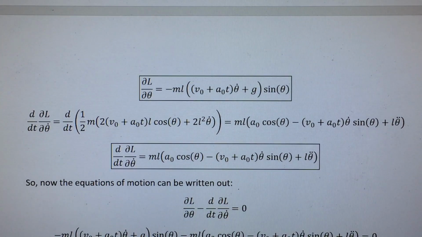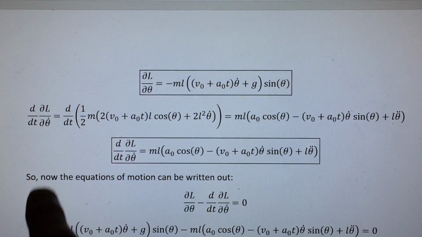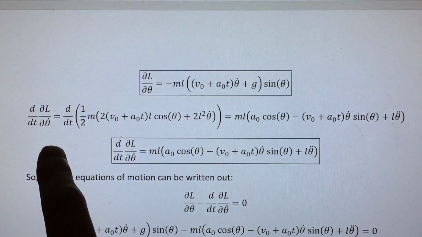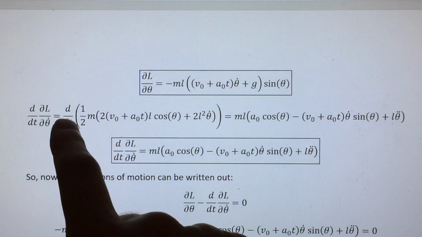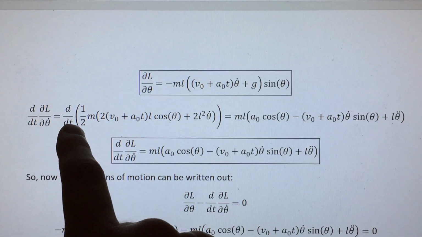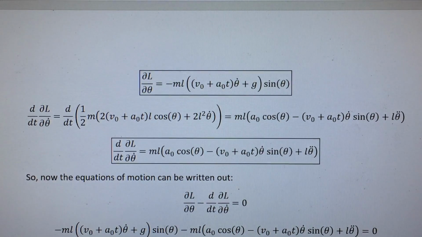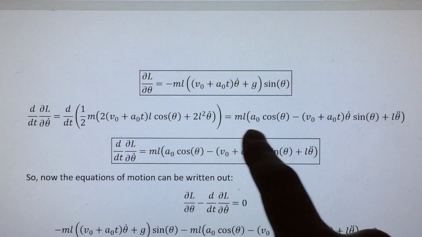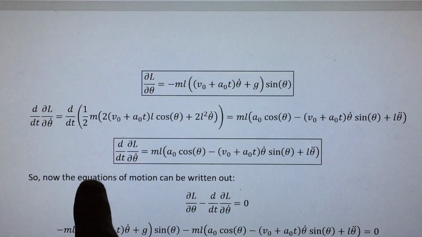Okay, so then the next thing we need for the Euler-Lagrange equations, of course, is the time derivative of the derivative of the Lagrangian with respect to theta dot. So then I did this inner derivative first and just set the time derivative out here. It works out like that. Then we can use the product rule and the chain rule to take the time derivative of this. It works out to this value that's boxed.